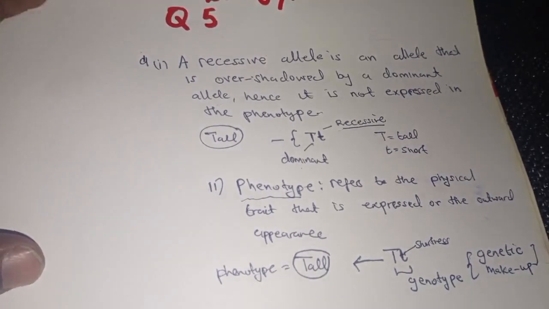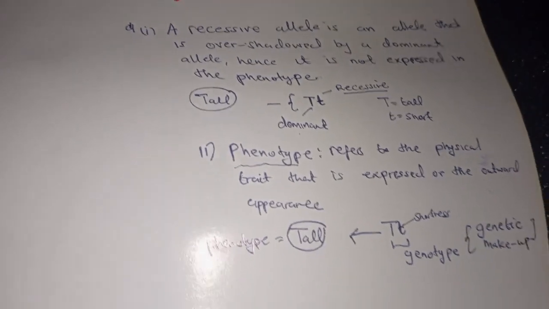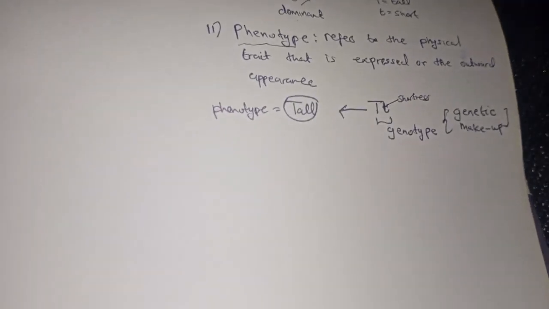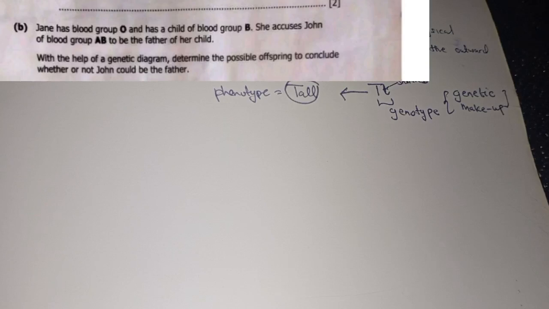So we go to question B. Let's read question B together. It's quite a lengthy question. Jane has blood group O and has a child of blood group B. She accuses John of blood group AB to be the father of the child. With the help of a genetic diagram, determine the possible offspring to conclude whether or not John could be the father.